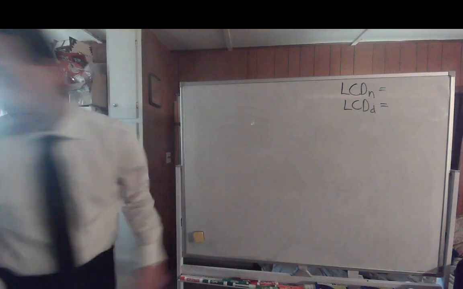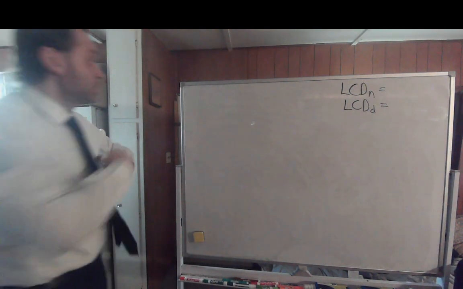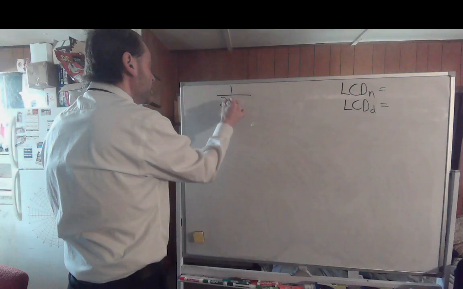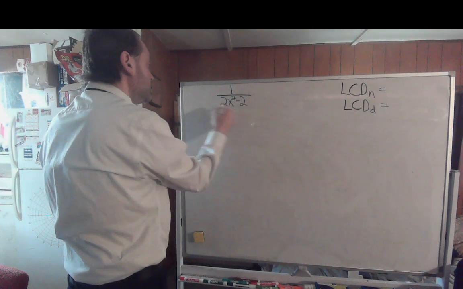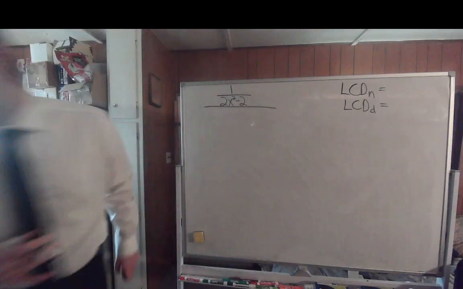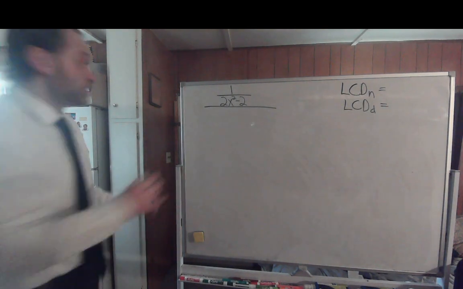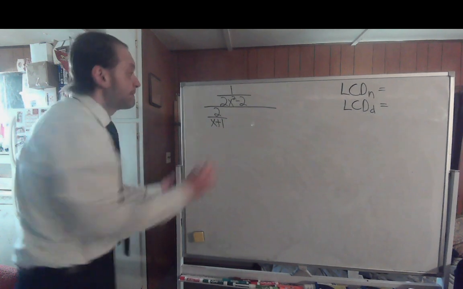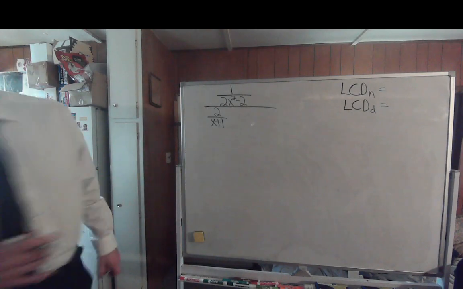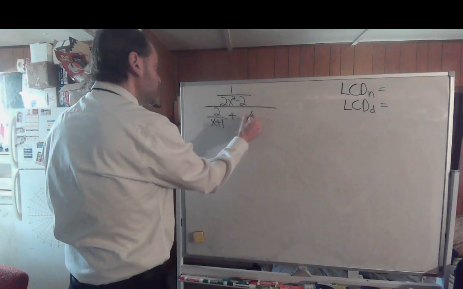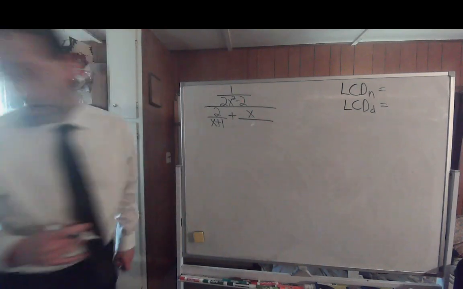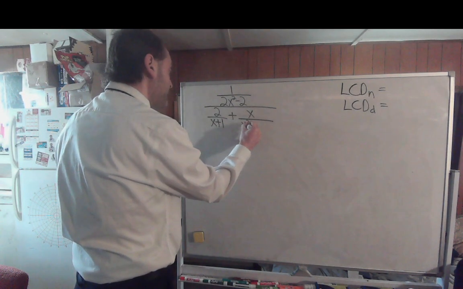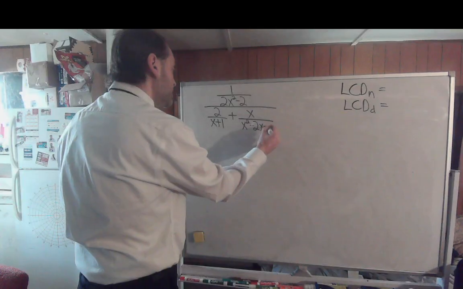Alright, what's the next one? We have 1 all over 2x squared minus 2, all over 2 over x plus 1, plus x all over x squared minus 2x minus 3.